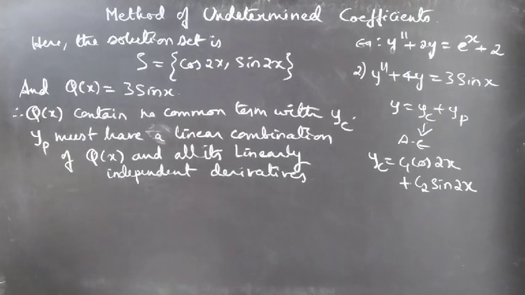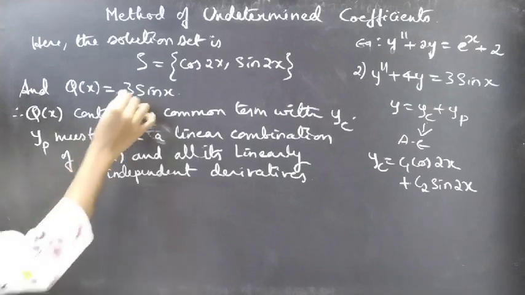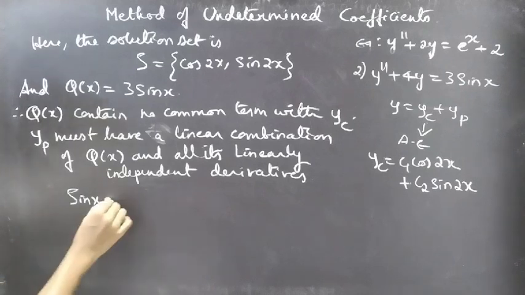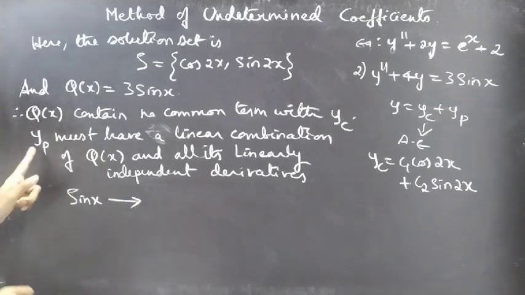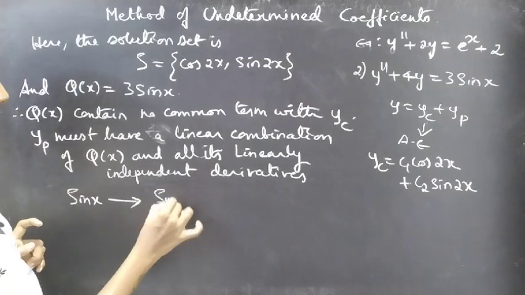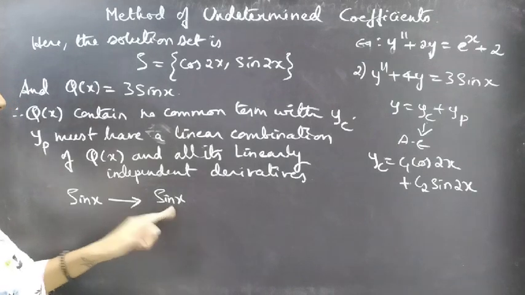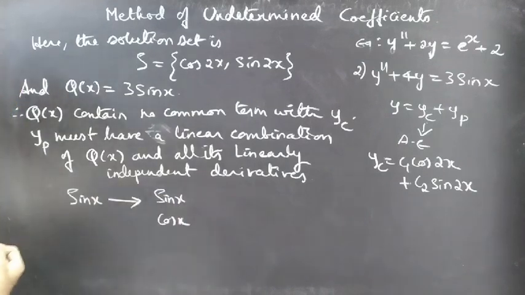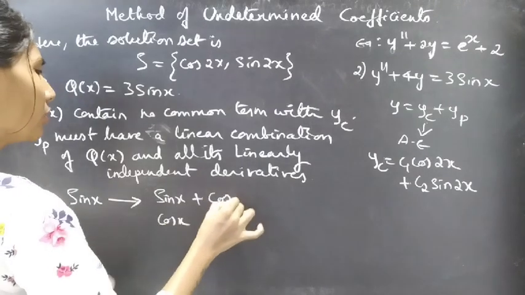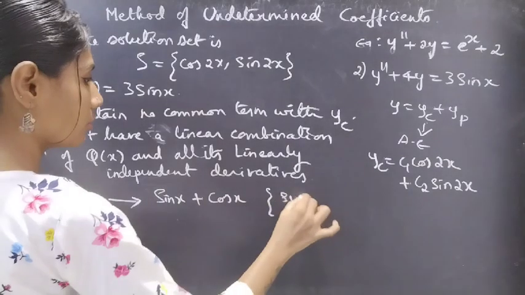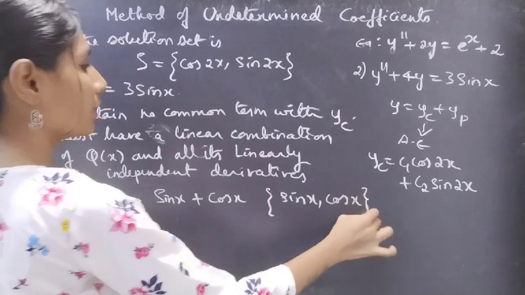Now we'll choose a yp such that it satisfies the given equation. So for that I'll consider the yp term. You have 3 sin x, right? Just neglect 3, which is a constant. Consider sin x from q of x. As I said, yp should contain q of x and its linearly independent derivatives. So the derivative of sin x is cos x, right? Plus cos x, just write plus cos x. What's wrong in it? Write cos x. So here sin x and cos x, a finite set.